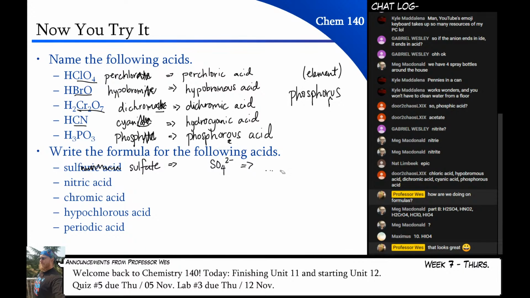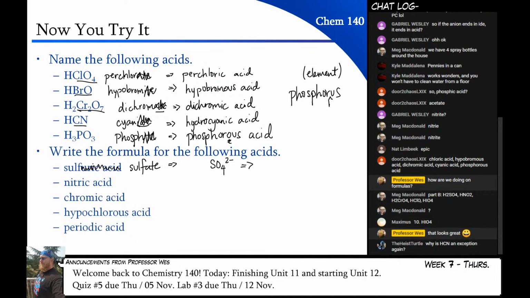All right, so for this one down here, why is HCN an exception again? So HCN ends in ide. Just like all the binary acids do, they all end in ide. So chloride, bromide, iodide, cyanide. So it follows that same rule.